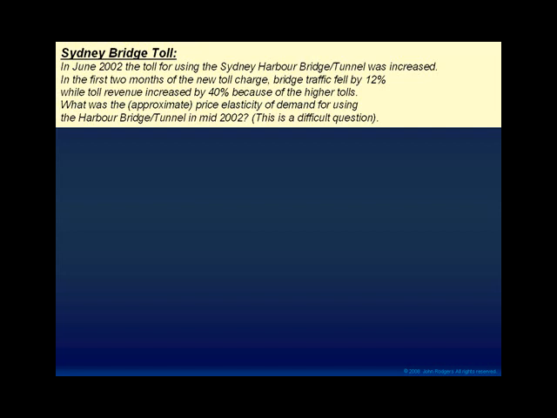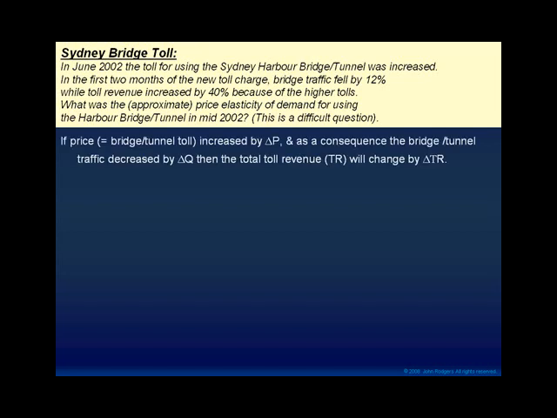I'll go through it quickly, but you should probably write out your own answer and work out the algebra properly. If the price, which equals the bridge tunnel toll, increased by delta P, and as a consequence the bridge tunnel traffic decreased by delta Q, then the total toll revenue, TR, will change by delta TR. In other words, since total revenue equals P by Q, then total revenue plus the change in total revenue is (P plus the change in price) multiplied by (Q plus the change in quantity demanded).